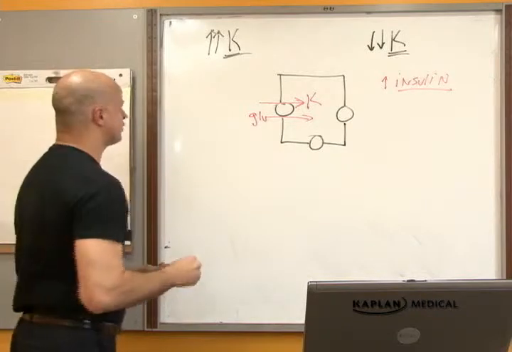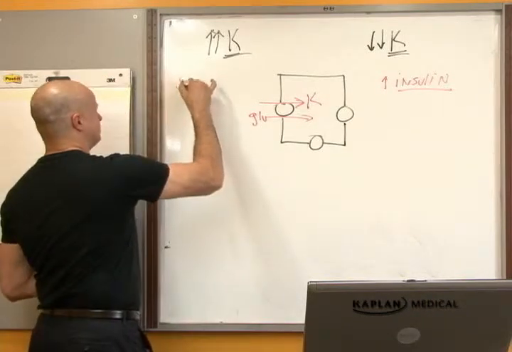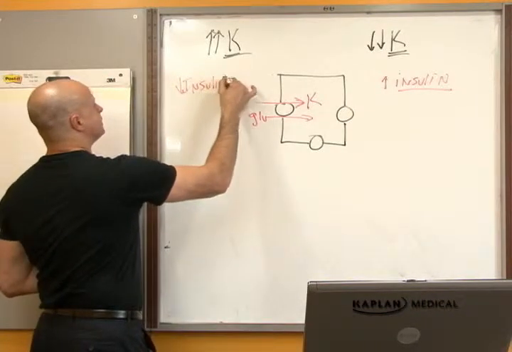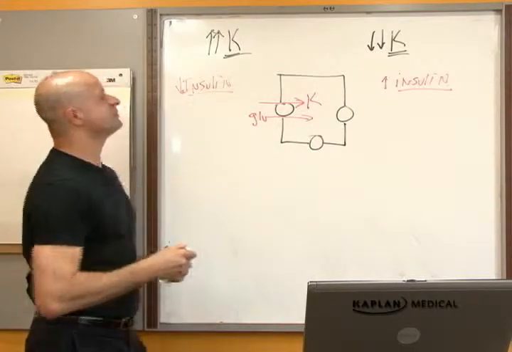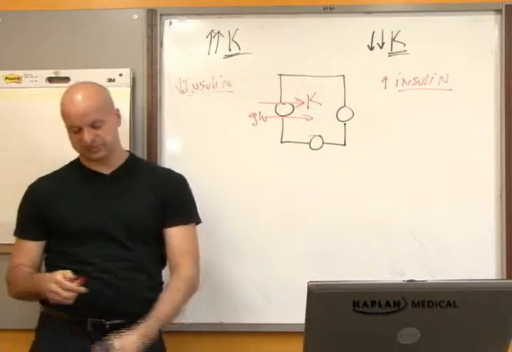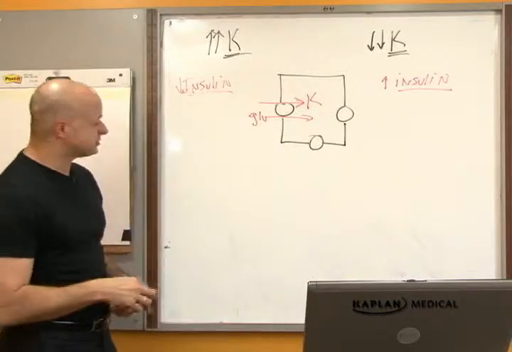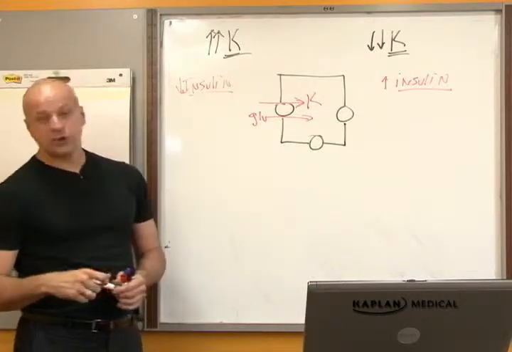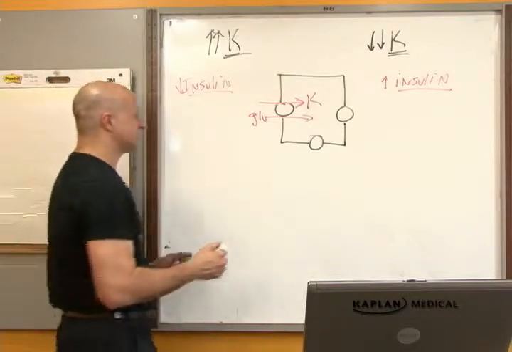If you have decreased insulin, also known as diabetes, this is a way of the potassium level going up, because insulin drives potassium into cells. What controls potassium moving in and out of those cells?